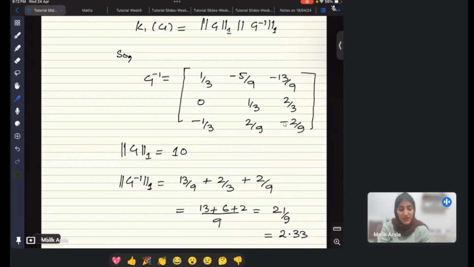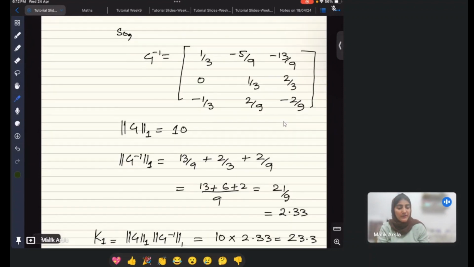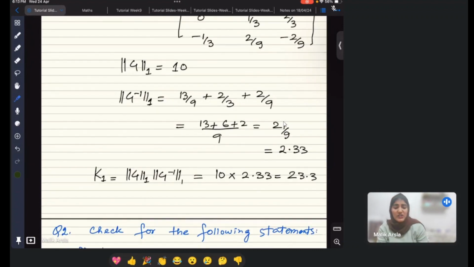Similarly for G inverse, the one norm is calculated. It is easily observable that for the last column the entries are greater than the others, so that is going to be the one norm for G inverse. So we add the absolute values of these entries and we get 2.33, which you can cross verify also. It is the maximum sum among the columns. So condition number K1 is simply the one norm of G into the one norm of G inverse. So it is simply 23.3.